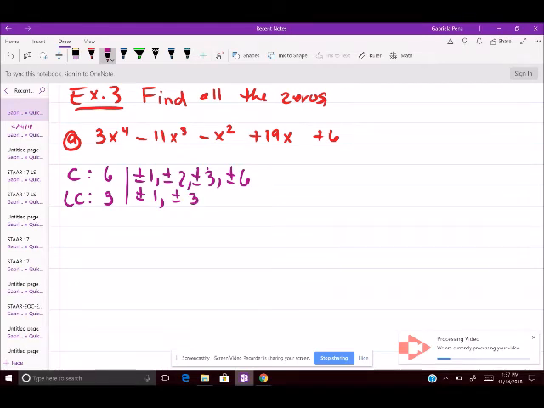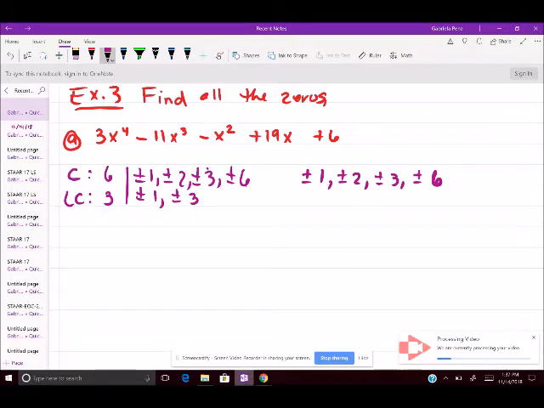So I have to list all the numbers, like what we did in example 1. So it's going to be 1 over 1, which is 1. And then 2 over 1, which is 2. 3 over 1, which is 3. 6 over 1, which is 6. Whether you do it this way or the other way, we're still going to get the same numbers.